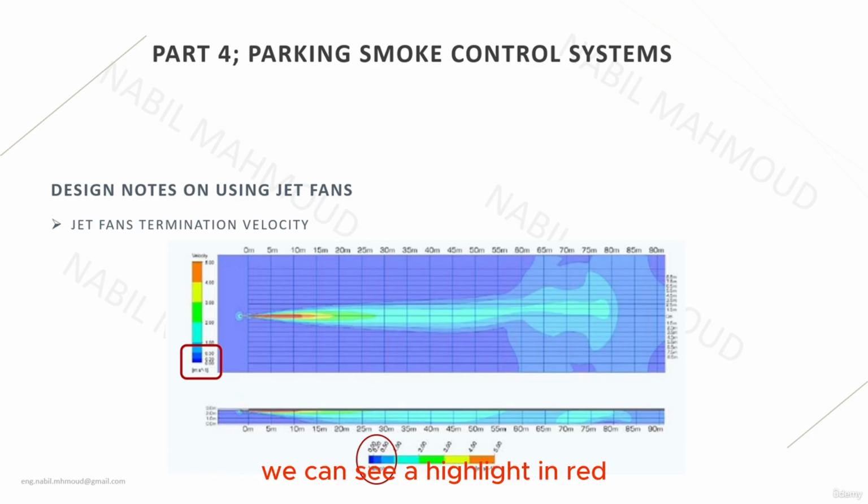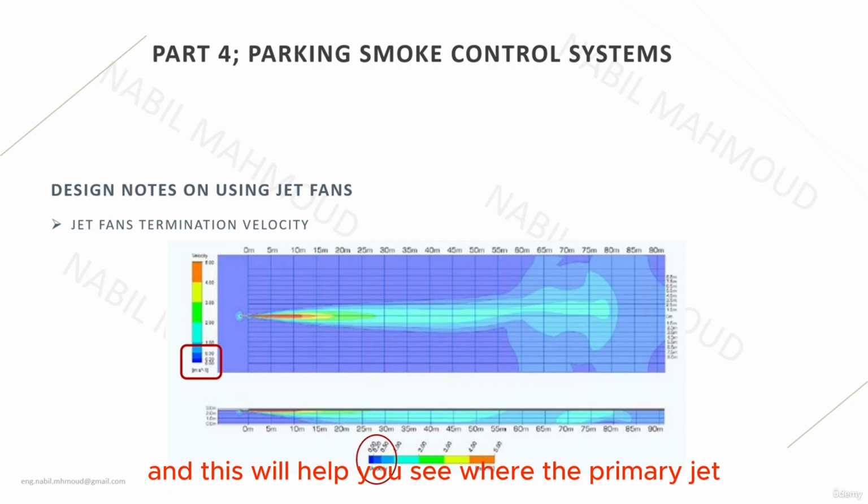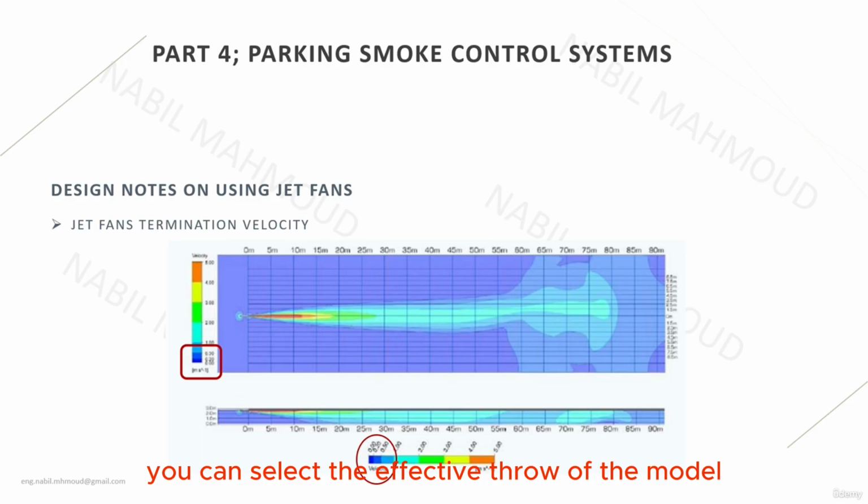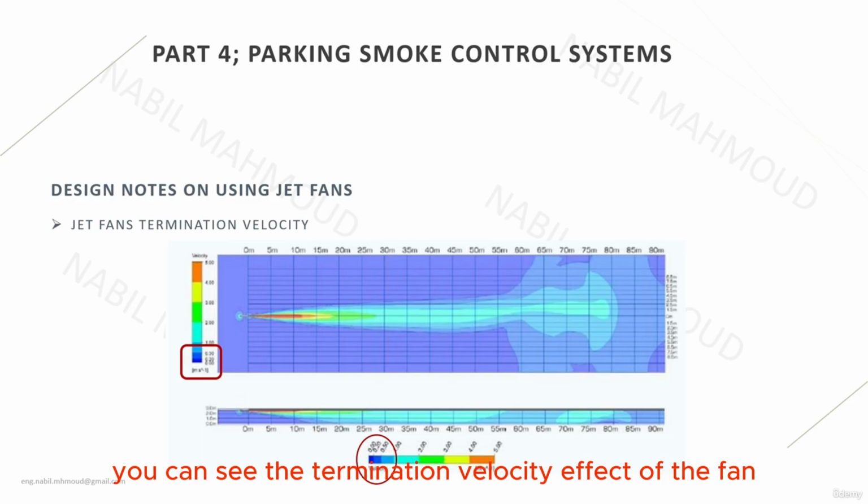We can see a highlight in red with regards to the blue area, and this indicates the decay or the end of the primary jet. It is highlighted on the scales, the horizontal and the vertical scales, and this will help you see where the primary jet terminates, and accordingly you can select the effective throw of the model of the jet fan you choose. And from here you can see the termination velocity effect of the fan.